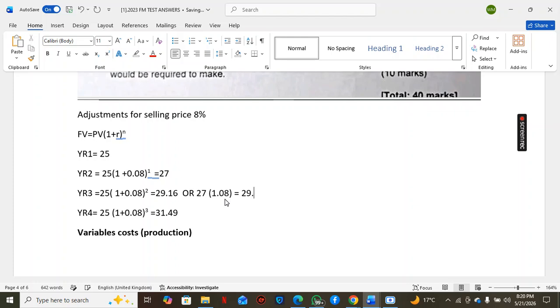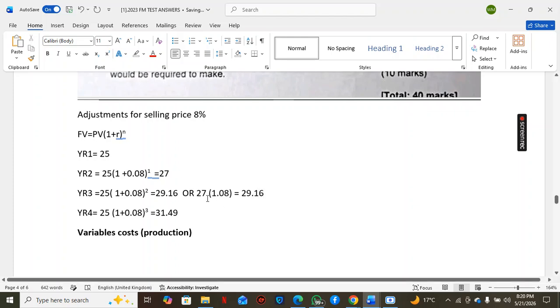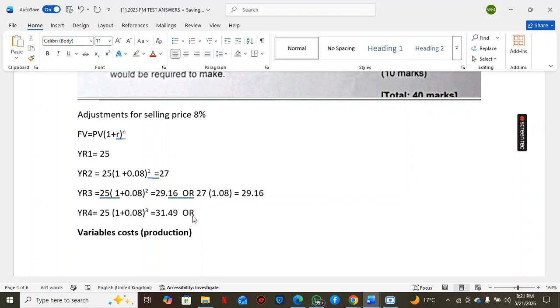The other way you could have done it, colleagues, would have just said 25 multiplied by 1.08 to the power 2. So, colleagues, which one are we comfortable with? This format, or the rolling format where the next amount is multiplied by 1.08? Which one are we comfortable with? So that I highlight it.